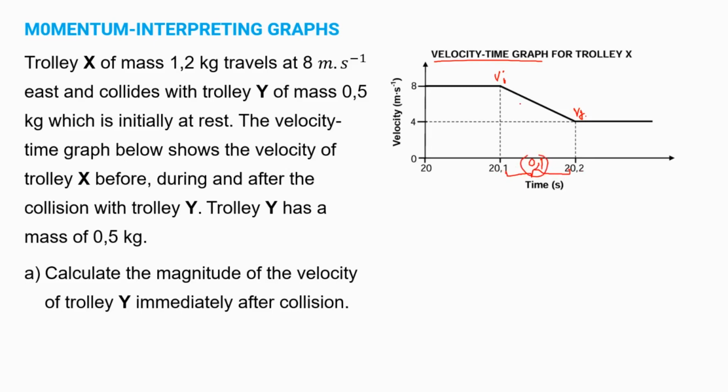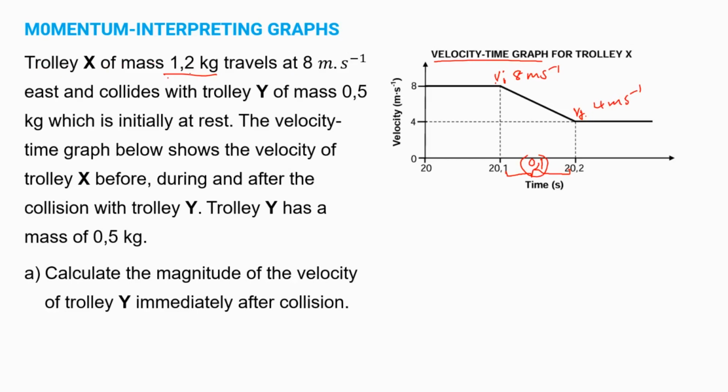That's change in time. Initial velocity for x, which is 8 meters per second, and then final velocity, which is 4 meters per second. Since we are dealing with momentum, we may need only this. Remember, momentum is mass times change in velocity.